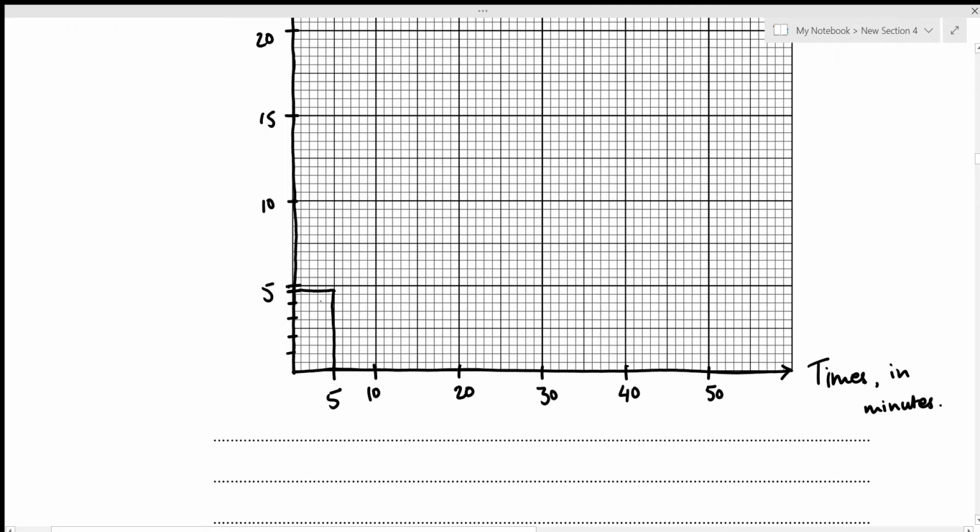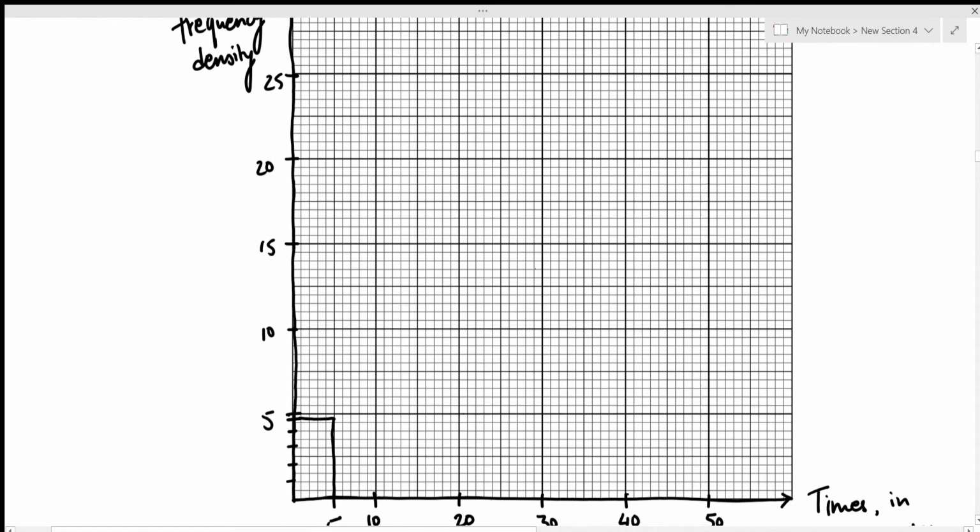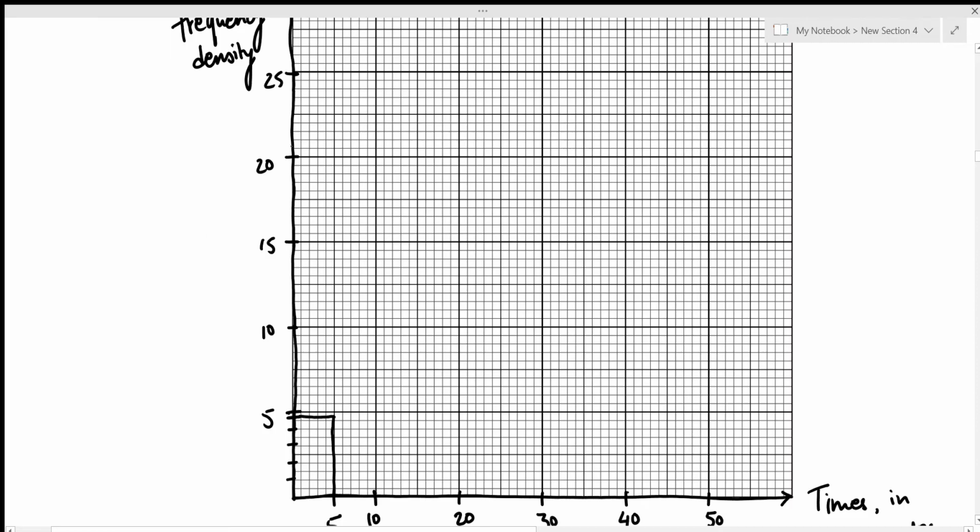All right, let's move to the second one. So that's the range of 5 to 10, and we have the value of 20.4. So we have 20 right here, which means that 20.4 is somewhere around here. All right.